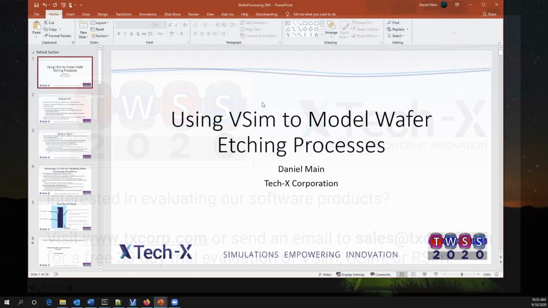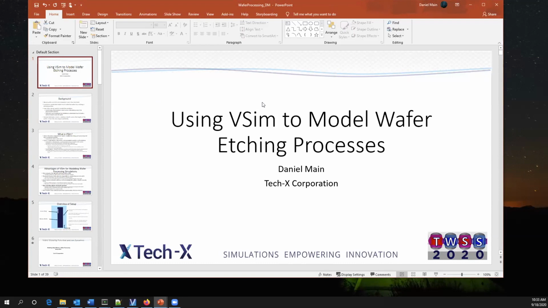I'll be talking about how we've been using VSim to model wafer etching problems and plasma processing more generally.